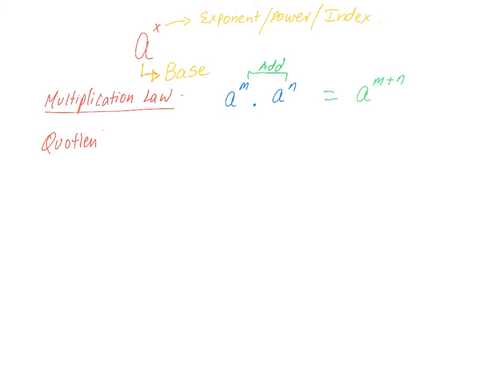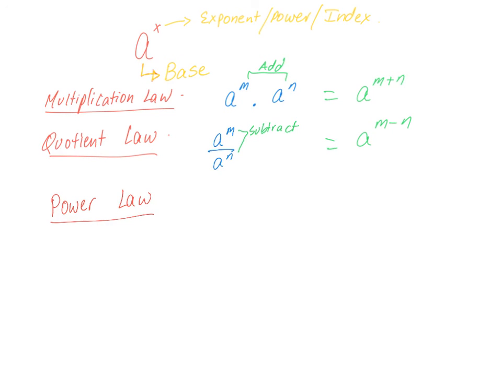Quotient law. If you have two exponents that are dividing, subtract exponents. So you get a exponent m minus n. If you have the power law, a exponent m, parentheses, exponent n, multiply. So you end up getting m times n.